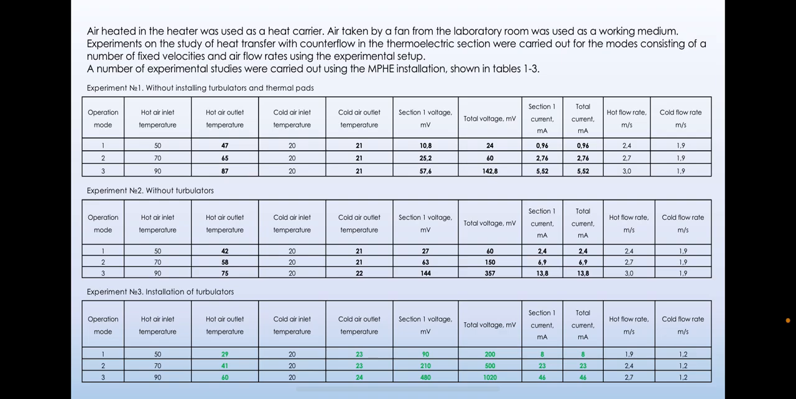Experiments on the study of heat transfer with counterflow in the thermal selection were carried out for the modes consisting of a number of fixed velocities and airflow rates using the experimental setup. A number of experimental studies were carried out using the multilayer plate heat exchanger installation shown in tables 1, 2, and 3.